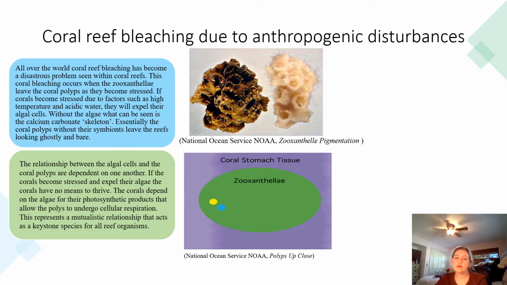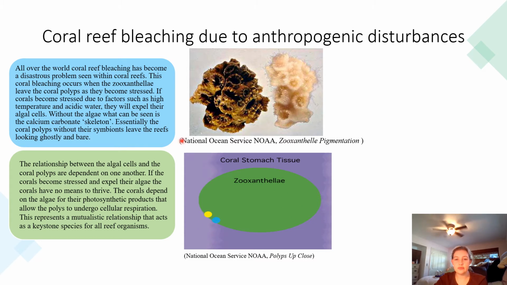Coral reef bleaching due to anthropogenic disturbances. All over the world, coral reef bleaching has become a disastrous problem seen within coral reefs. This coral bleaching occurs when the zooxanthellae leave the coral polyps as they become stressed. If corals become stressed due to factors such as high temperature and acidic water, they will expel their algal cells. Without the algae, what can be seen is the calcium carbonate skeleton. Essentially, the coral polyps without their symbionts leave the reefs looking ghostly and bare.